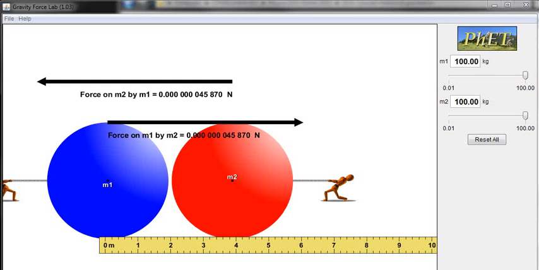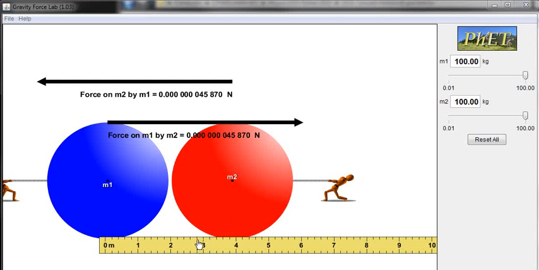So this little applet demonstrates some of the main features of Newton's universal law of gravitation. It's set up right now so that both masses are the same, 100 kilograms, and the forces are equal and opposite. The blue mass is being pulled to the right by the red mass, and the red mass is being pulled to the left by the blue mass. The little men, when attached to each ball, are exerting equal and opposite forces to keep the masses there.